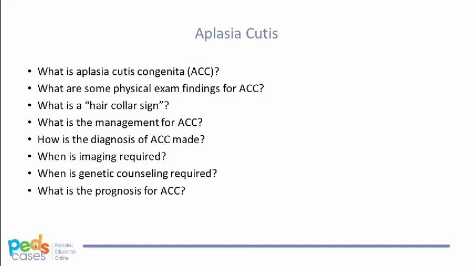One should be suspicious of neural tube defect if the lesion is midline or if there is a hair collar sign present. A hair collar sign consists of a dark tuft of hair surrounding the periphery of the defect on the scalp. And what is the management for Aplasia Cutis congenita?